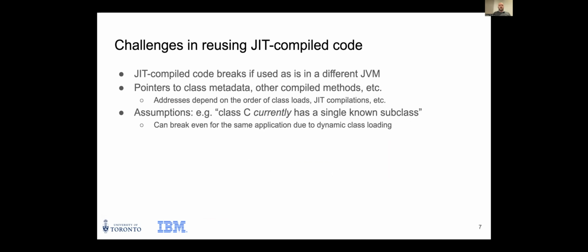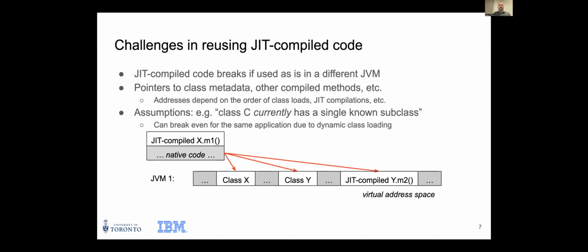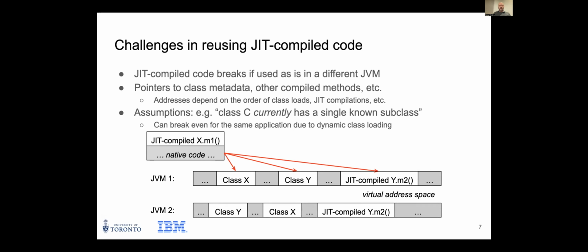So while this is a very simple idea, actually implementing it is challenging, because if you take JIT compiled code and plug it in as is in a different JVM, it will most likely crash, because compiled code has direct pointers to various runtime entities in the JVM process, such as class metadata and calls to other JIT compiled methods. And the virtual addresses of these entities are not deterministic. They vary from run to run because of differences in the order of class loads, order of just-in-time compilations, and other factors. So it's essentially random.